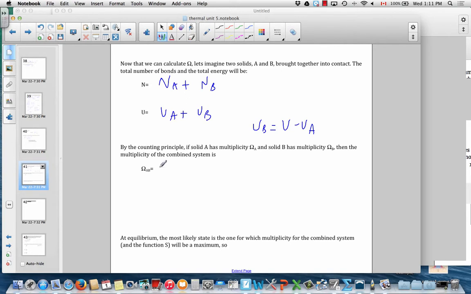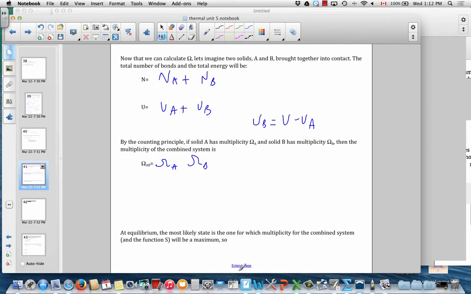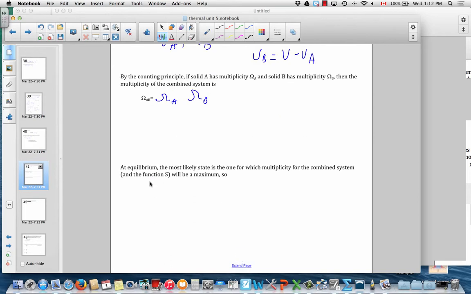Now what about the multiplicity? Well, by the counting principle, remember this was based on permutations, if solid A has this much multiplicity, this much degeneracy, and solid B has that much, then the multiplicity is actually the product of those two. So if there are 8 ways to do solid A and 7 ways to do solid B, then there are 56 ways to do solid AB. That's just known as the counting principle. So let's study now the equilibrium of these two blocks put together.